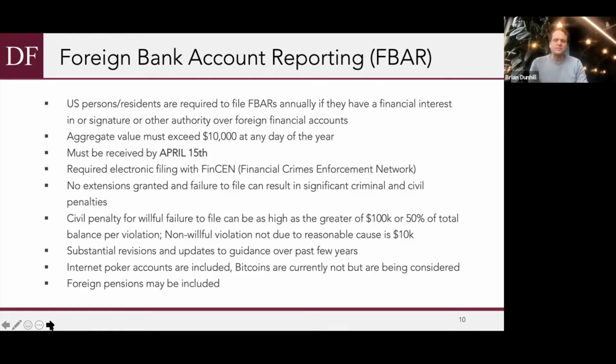You'll notice that this is not the first time we talk about Bitcoins and cryptocurrencies in our different presentations, but you'll notice they're currently not on that list, but there's a lot of talk amongst Congress of including them going forwards. So don't think that that's the easy way to bypass any of the reportings of the FBAR. Again, no taxes are owed on this report or would be put together because of them, but there's severe penalties if you don't actually fill them out.